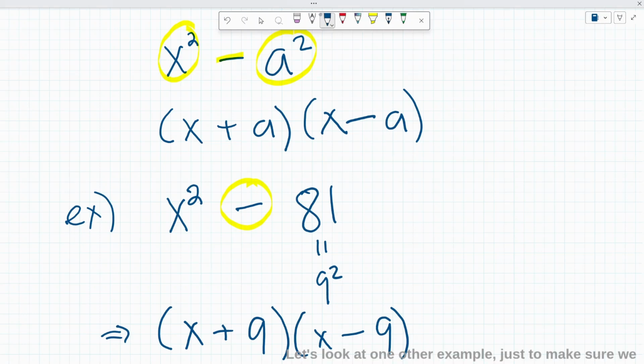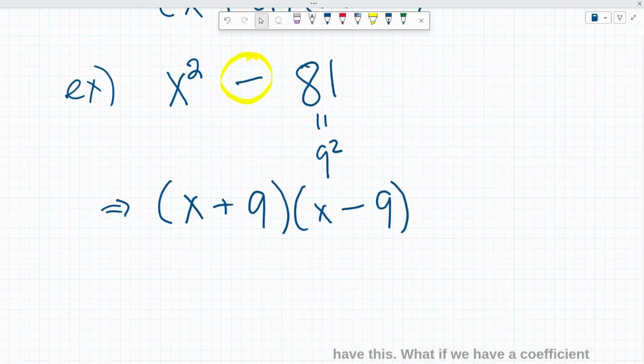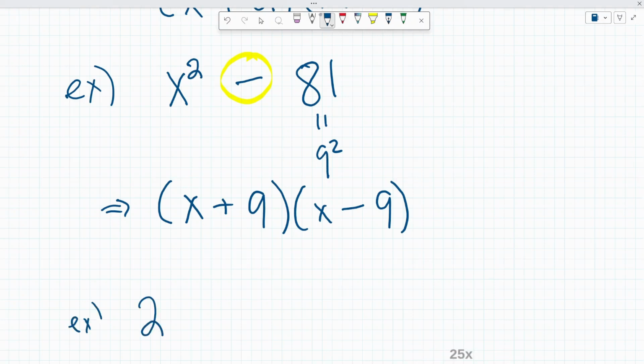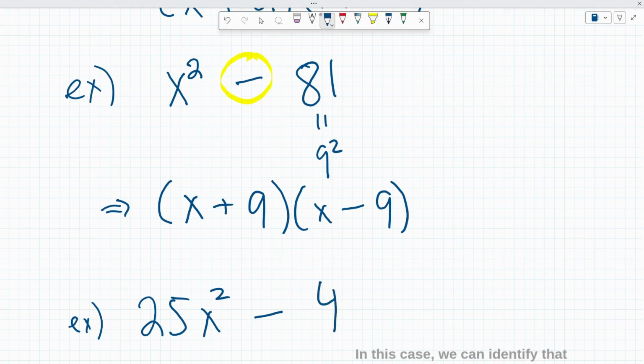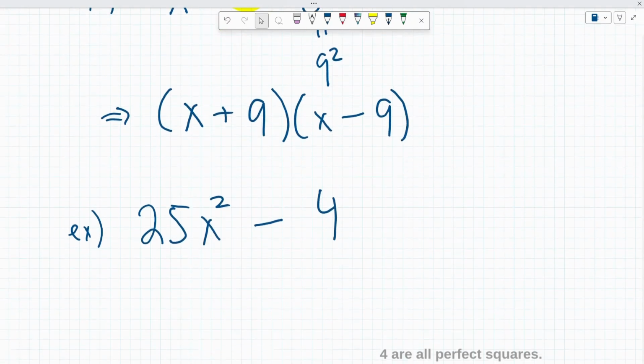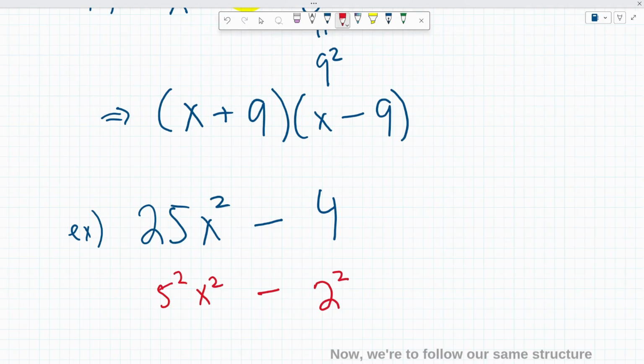Let's look at one other example just to make sure we have this. What if we have a coefficient in front of our x squared? Let's see what happens then. What if we have 25x squared minus 4? In this case, we can identify that 25, x squared, and 4 are all perfect squares, because this can be rewritten as 5 squared times x squared minus 2 squared. Now we're going to follow our same structure and factor this.